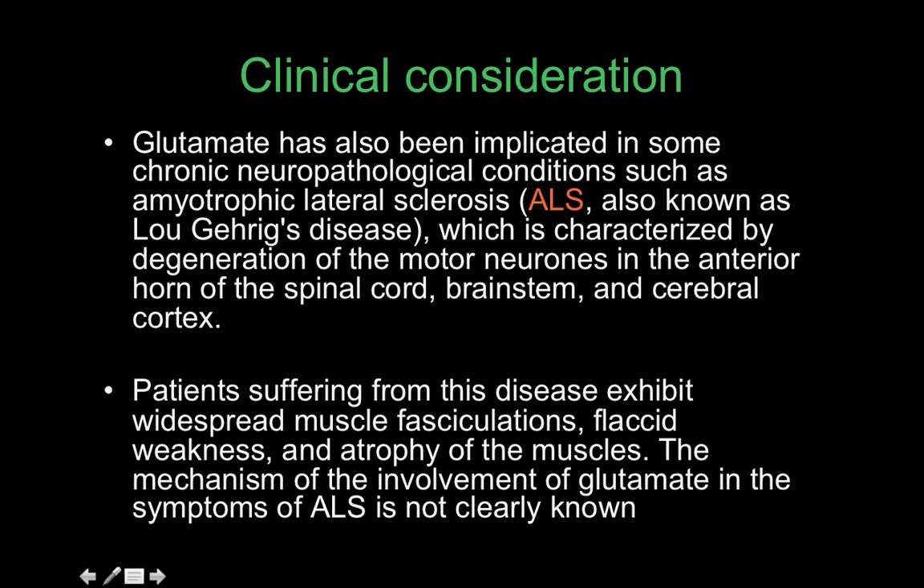So some clinical considerations now. Glutamate has also been implicated in some chronic neuropathological conditions such as amyotrophic lateral sclerosis, otherwise known as ALS, which is characterized by degeneration of the motor neurons in the anterior horn of the spinal cord, brainstem, and cerebral cortex. And what that causes is that patients suffering from this disease exhibit widespread muscle twitching, weakness, and atrophy of the muscles. Alright, so that's a sideline there.